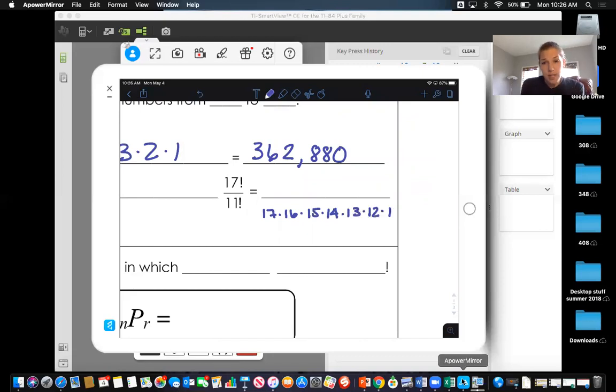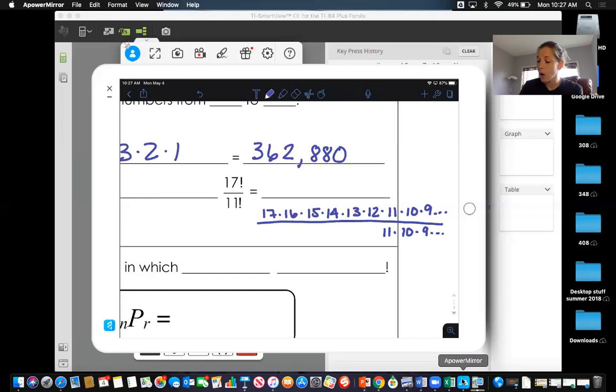So I have 17 factorial written here, and then I'm going to divide it by 11 factorial. Well, I'm going to do this on purpose. I'm going to start with 11 down here. 11 factorial is 11 times 10 times 9, all the way down through 8.